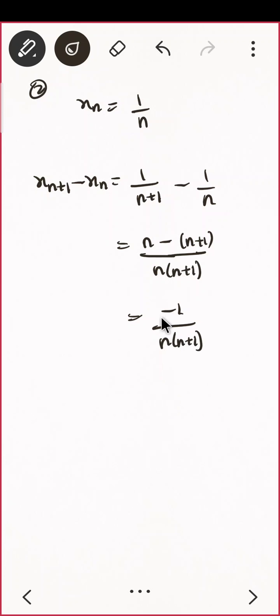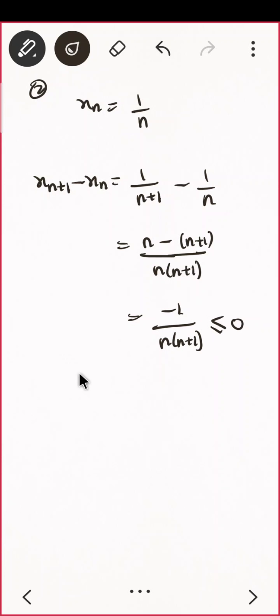What can you say about this term? Whether it is positive or negative? Where your n is natural number. That is always negative. Do you agree? This term will be positive, but since it is minus, it will be always negative.